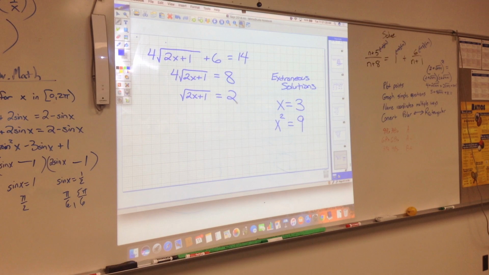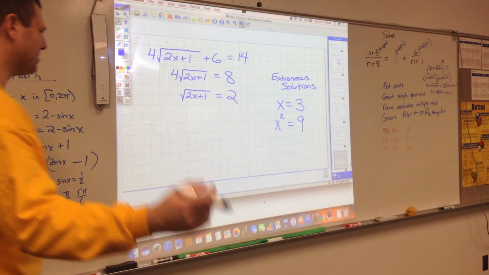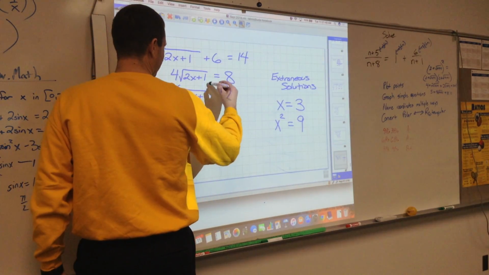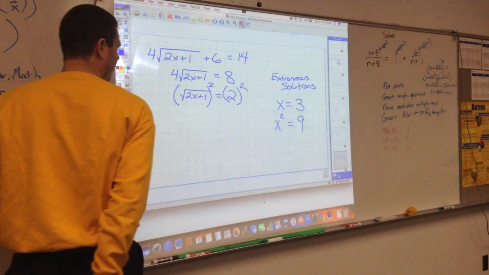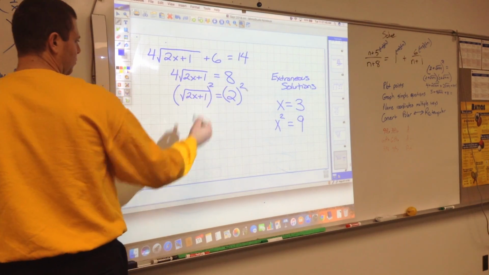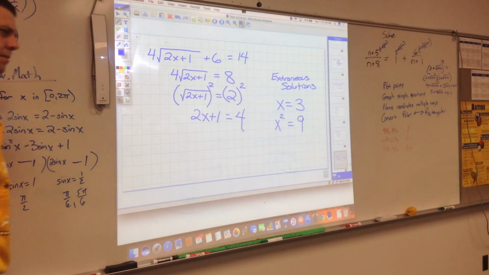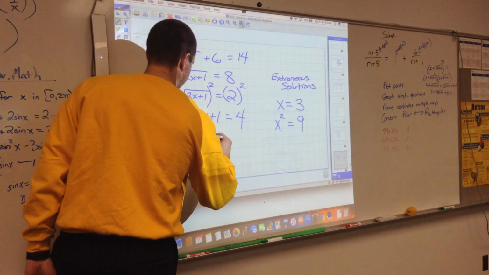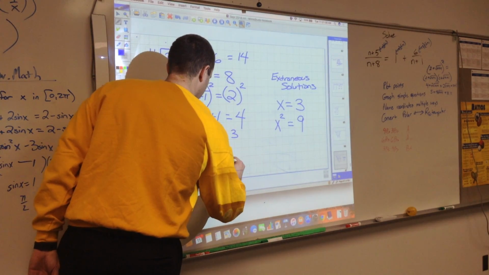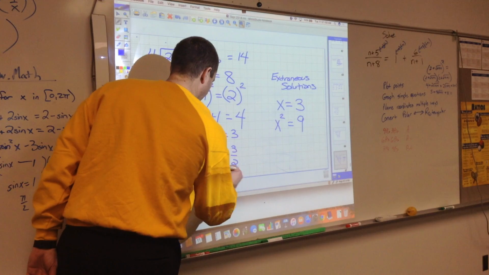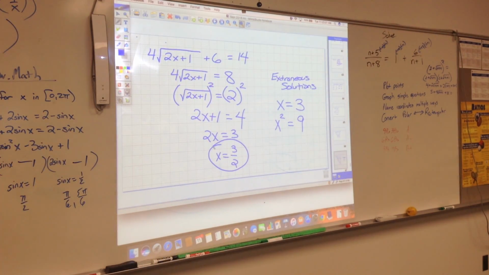And now finally, you square both sides. We don't want to square root both sides. I know what you mean, but I'm just trying to correct your vocabulary on that. I want to square both sides because squaring gets rid of the square root. 2x plus 1 equals 4. Subtract 1, divide by 2, final answer, 3/2. 1.5, whatever you like.